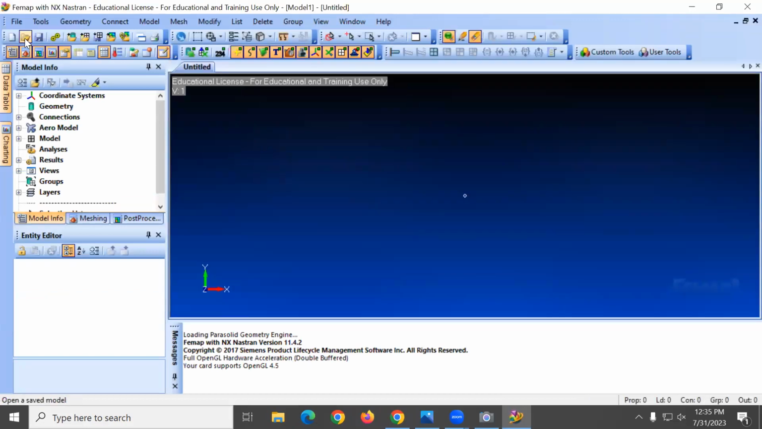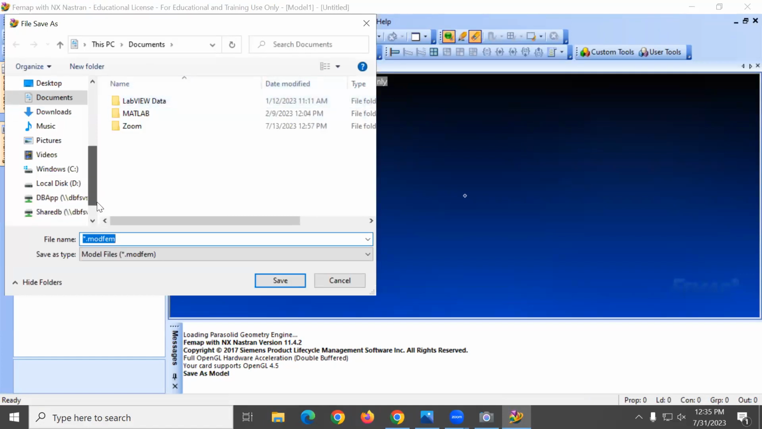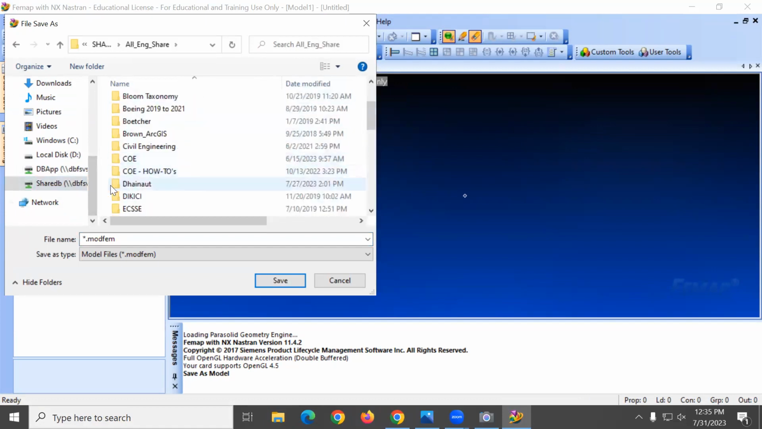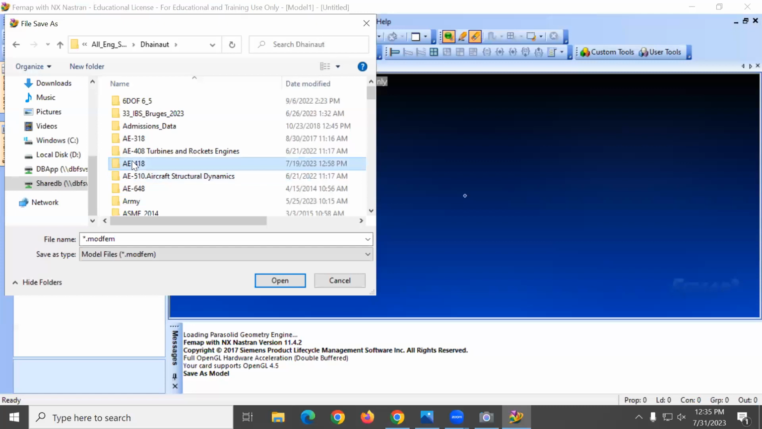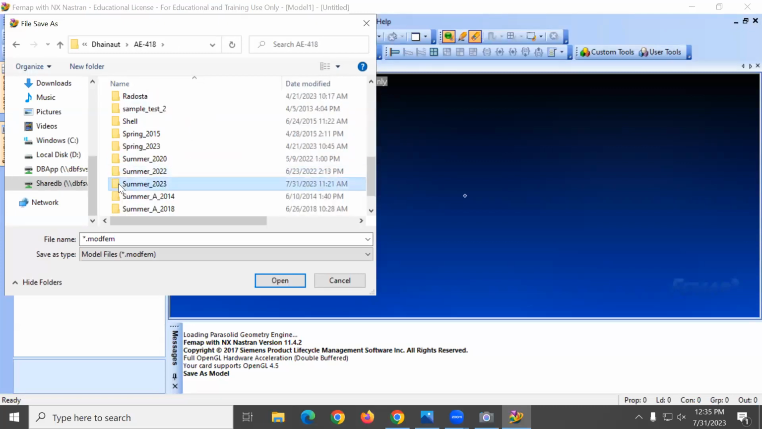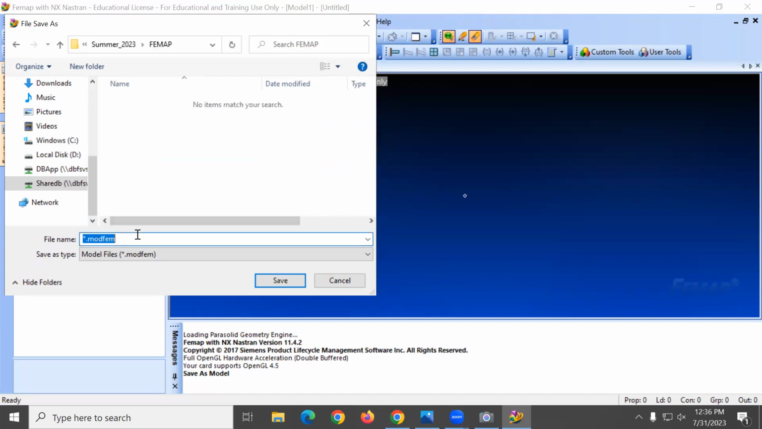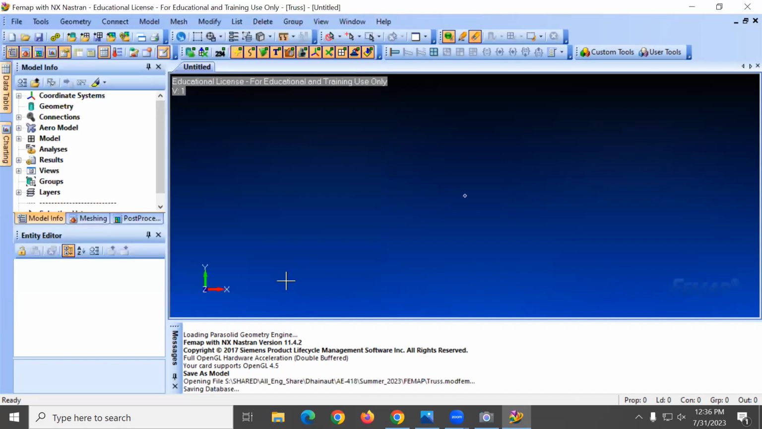So let's see over here. Let me first do file, save as, 418, Summer 2023. I didn't do other models, the other models, no? Let's say this one will be truss. Okay. Save.